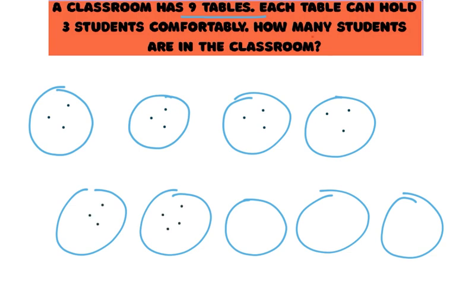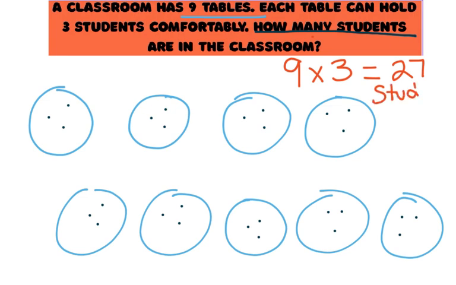So each of my tables are going to have 3 students. And my question is asking how many students. So I know how many are at each table, but I want to know the total amount in the classroom. So my sentence can simply be my 9 tables times the 3 students in each table, and that is going to equal 27 students. I can count all of my dots, or I can simply skip count 3, 6, 9, 12, 15, 18, 21, 24, 27.